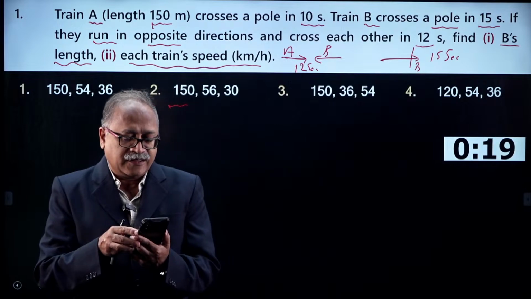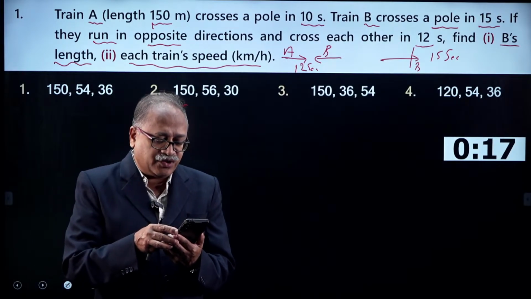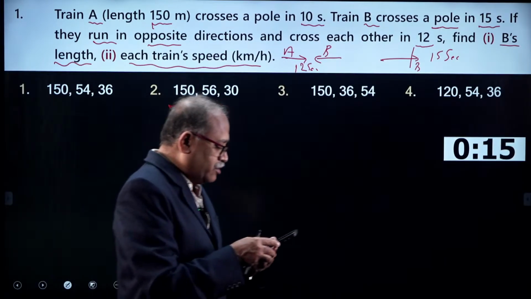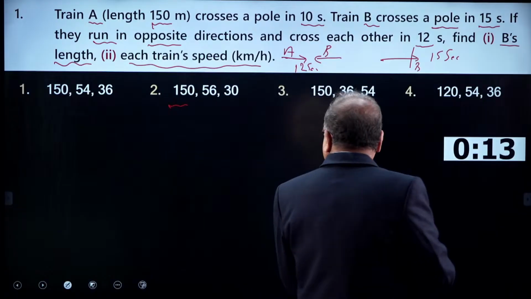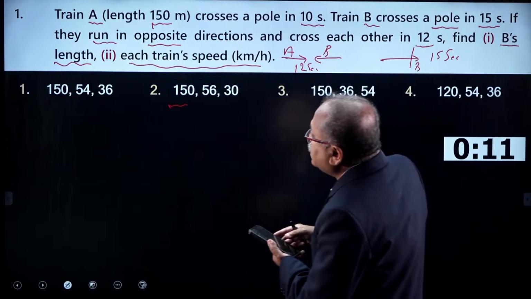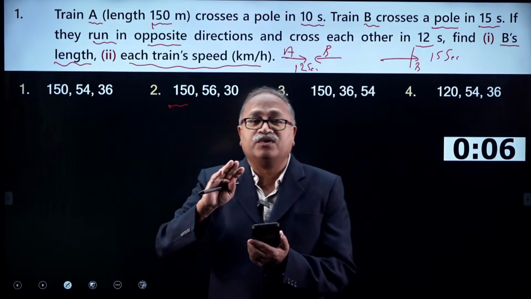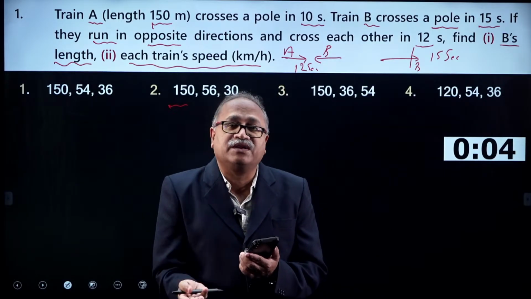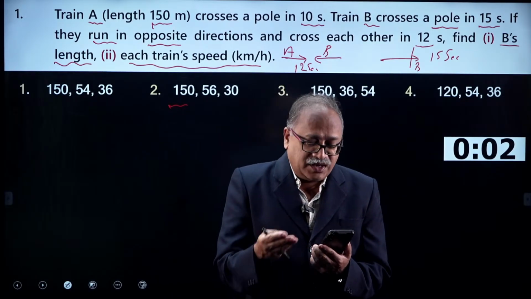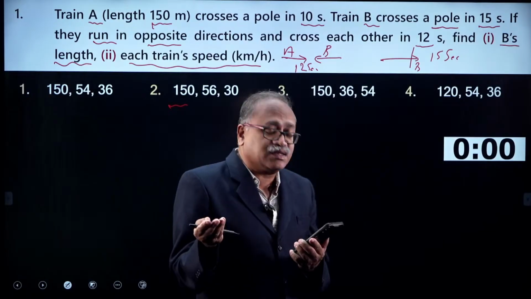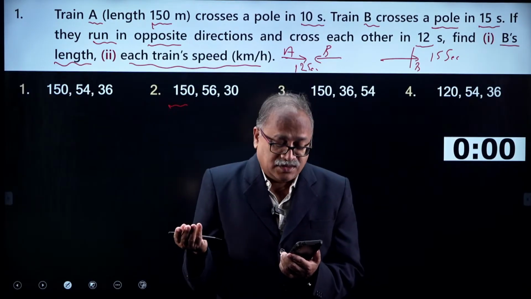Very good evening, Mr. Prabhu. Very good evening, sir. Oh my God, 150, 54, 36. Which one is that? 150, 54, 36. I think Prabhu answered the question while I was reading it. Even in less than 30 seconds he answered it.